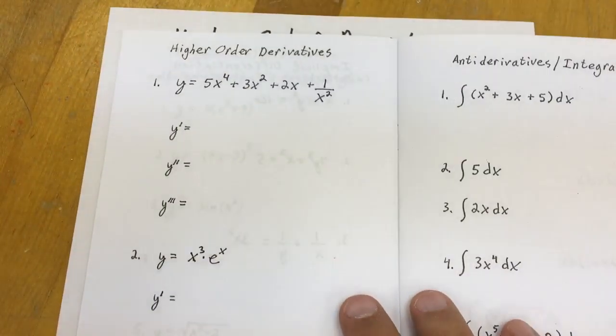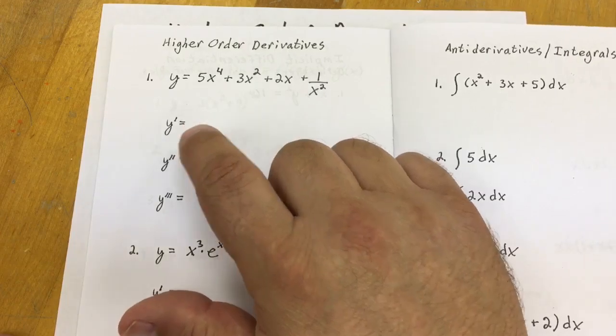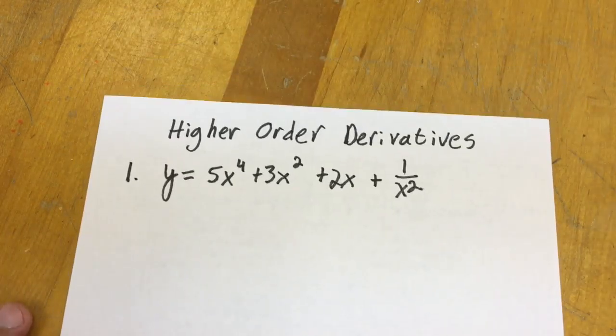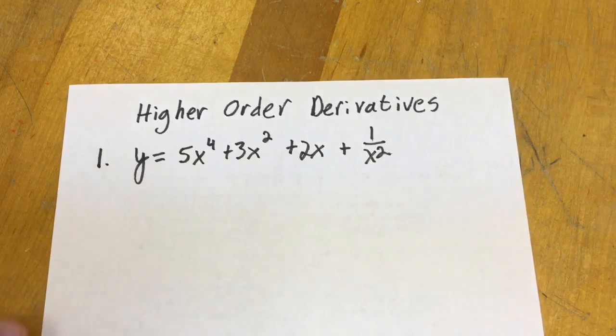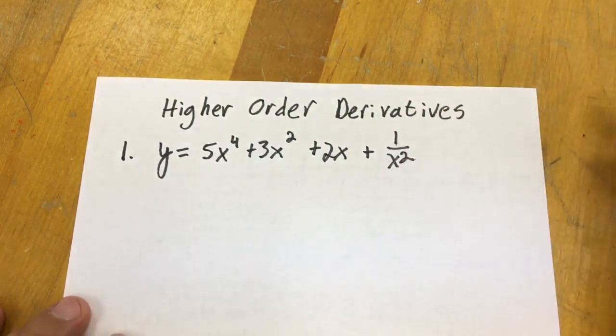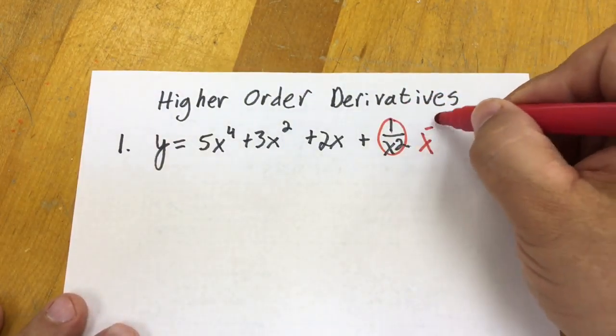Page 11, what we're going to do here is some higher order derivatives. What that means is that I want to find the first derivative, the second derivative, and the third derivative of this long expression. And we're just going to get started. The first thing I'd like to do is rewrite this with a negative exponent because I don't want to have to do quotient rule. As we did before, it's a little complicated. So I'm going to rewrite that as just x to the negative second.